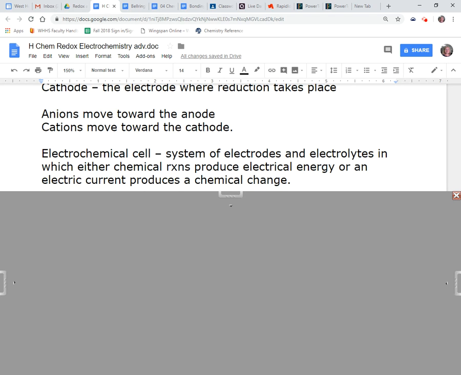So we're going to be looking at ionic solutions in which either a chemical reaction produces electrical energy, like in a battery, or where an electric current produces a chemical change. In that case, we're going to be hooking up a battery to a chemical reaction and forcing a reaction that normally would not occur to occur. Now, we have different names for these. We give one name to the electrochemical cell that produces electrical energy, and we give a different name to the one that uses electrical energy to do something else.